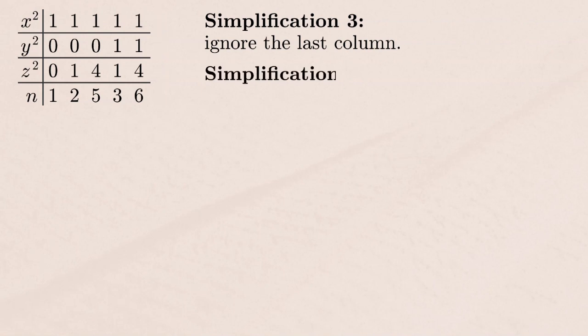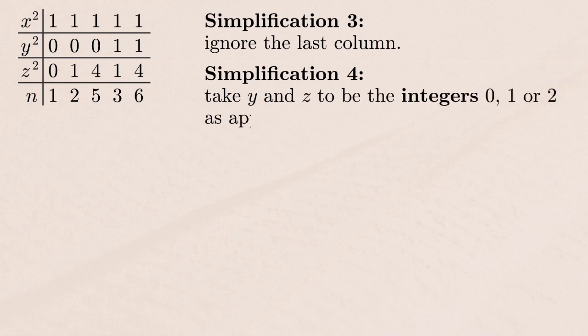And fourthly, remember that y and z are allowed to be any p-adic integers whose squares are 0, 1, or 4 mod 8. That gives us infinitely many possibilities. But again, I'm going to make life much harder for us, and I'm going to only allow 3 possibilities. I'm going to insist that y and z are allowed to be equal to the integers 0, 1, or 2. Note, not 0, 1 or 2 mod 8, but 0, 1 or 2 exactly.